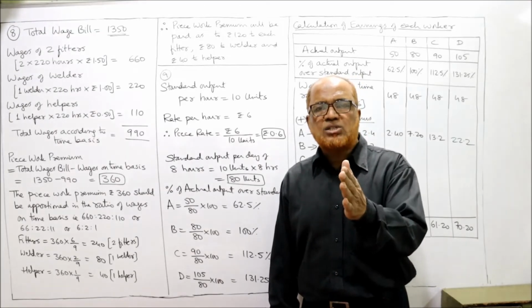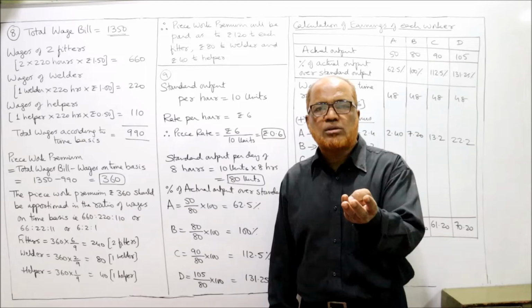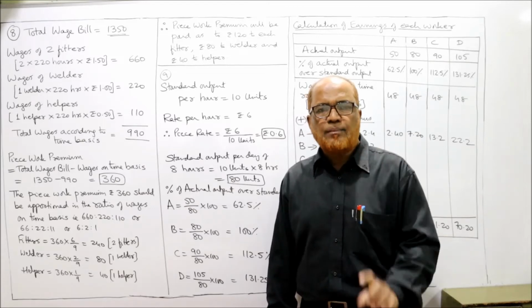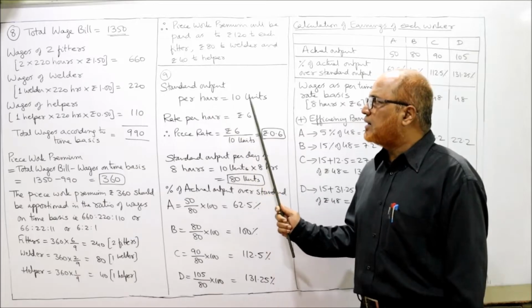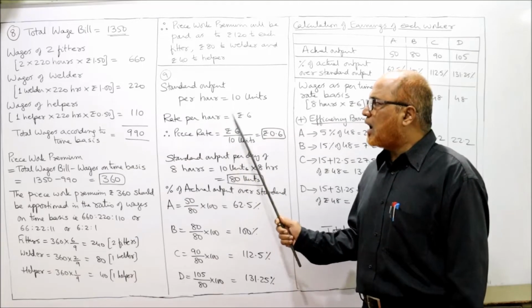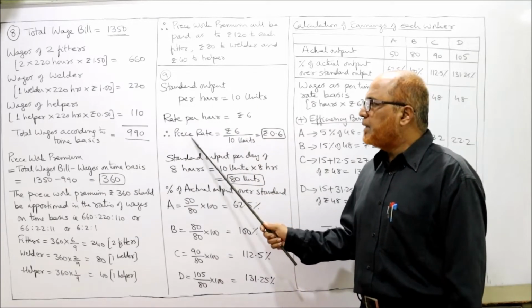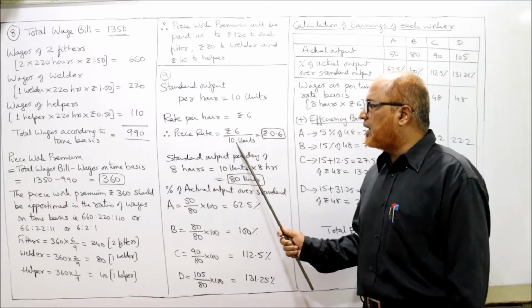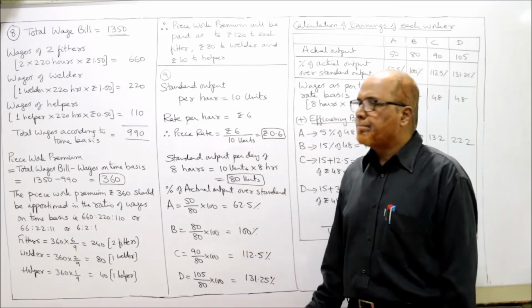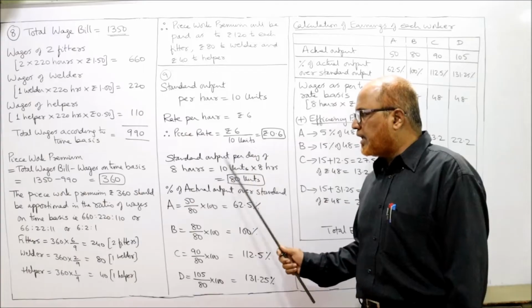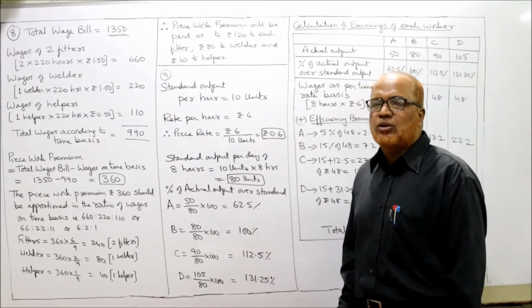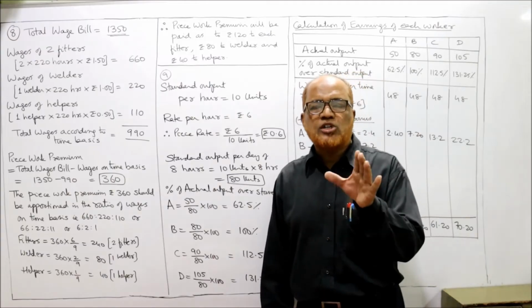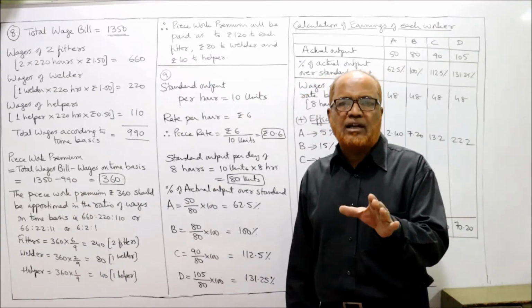So earnings consist of daily wages plus bonus. Now see the calculations here. Standard output per hour is 10 units. Rate per hour is 6 rupees. So piece rate is 6 rupees divided by 10 units, 60 paisa. Now standard output per day of 8 hours is 10 units into 8 hours, 80 units. So every worker has to produce a standard output of 80 units.